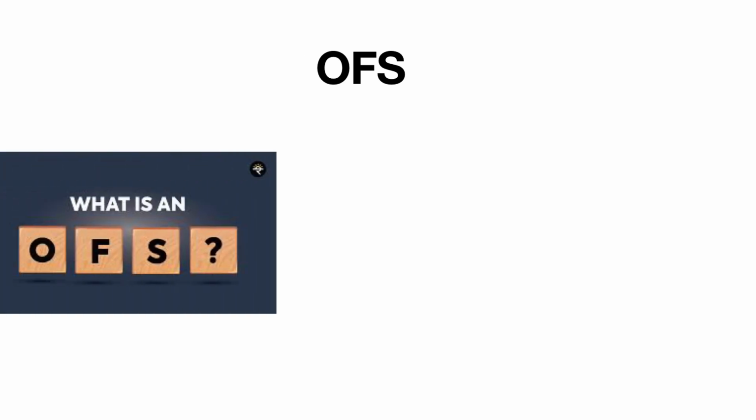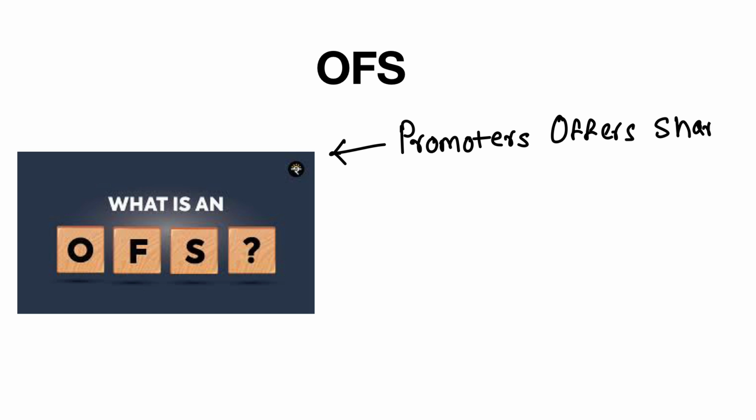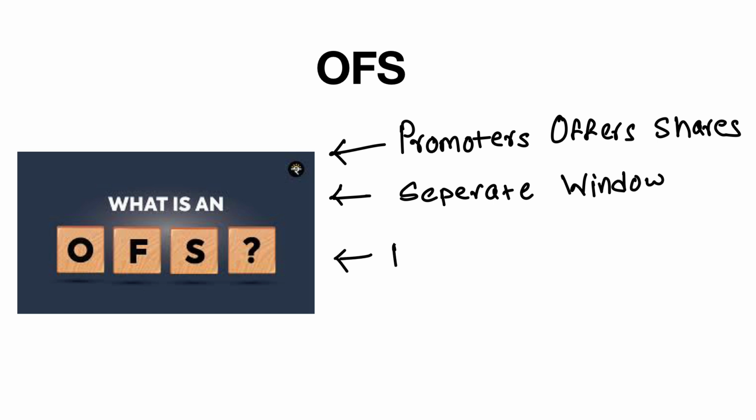OFS. The promoter can choose to offer the secondary issue of shares to the whole market, unlike a rights issue which is restricted to existing shareholders. The exchange provides a separate window through the stockbrokers for the offer for sale. The exchange allows a company to route funds through OFS only if the promoters want to sell out their holdings and to maintain minimum public shareholding requirement.